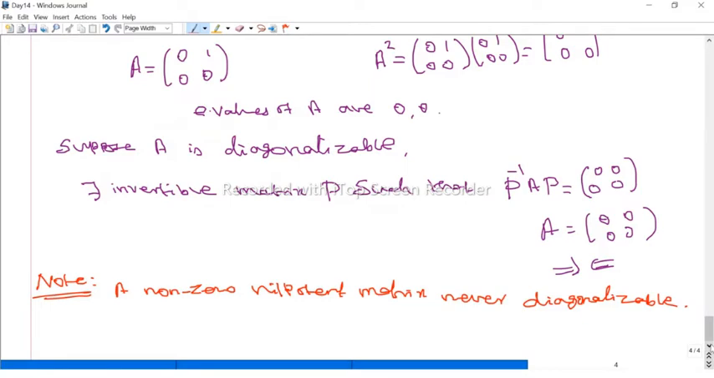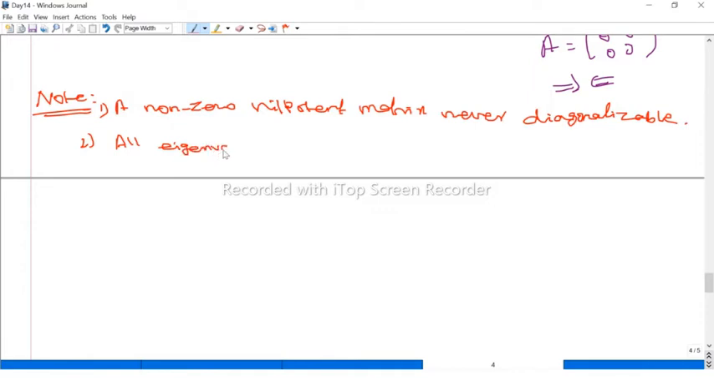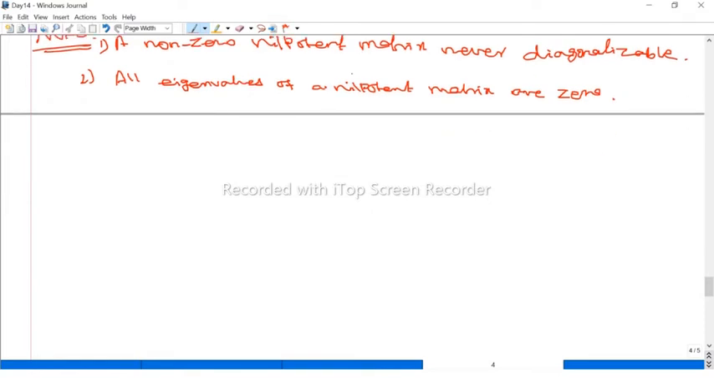Because all the eigenvalues of a nilpotent matrix are 0. That is also one important thing you should always remember. So the second one is: all eigenvalues of a nilpotent matrix are 0. 0 is the only eigenvalue for the nilpotent matrix. Why? That is a very simple proof.